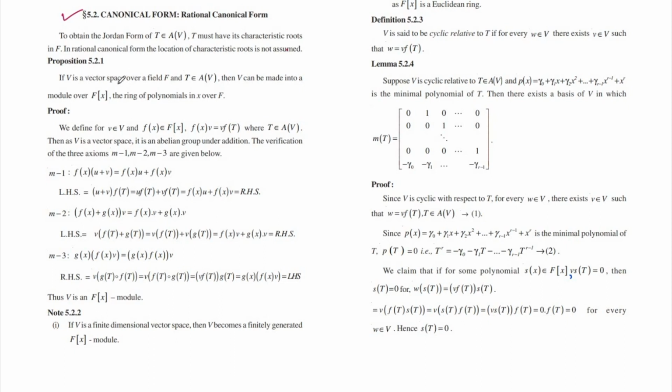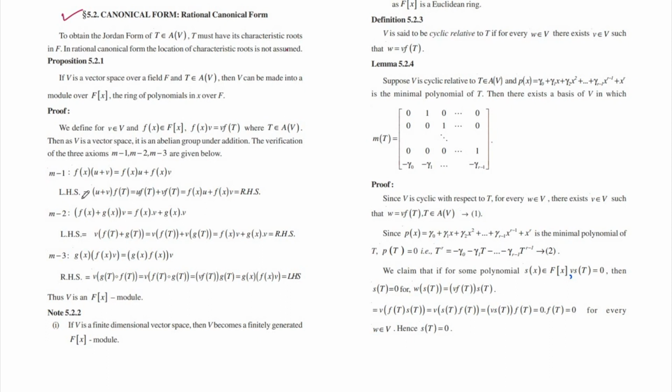This section deals with the rational canonical form of a linear transformation T in A(V). In the case of Jordan form of a linear transformation, T must have all of its characteristic roots in F, but in rational canonical form, the location of characteristic roots is not assumed.